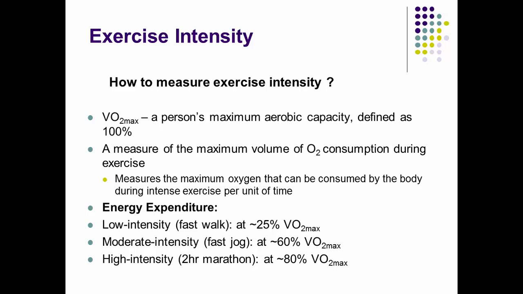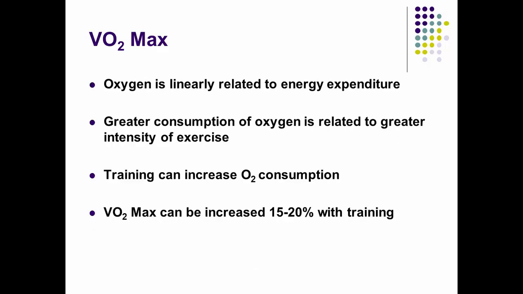And high intensity, like a marathon, you usually use 80% of the maximum oxygen capacity, right? So remember, three different percentages indicate the different levels of exercise intensity. 25% for low intensity, 60% for moderate intensity, and 80% for high intensity, right? Okay, now let's take about a 10 minute break.